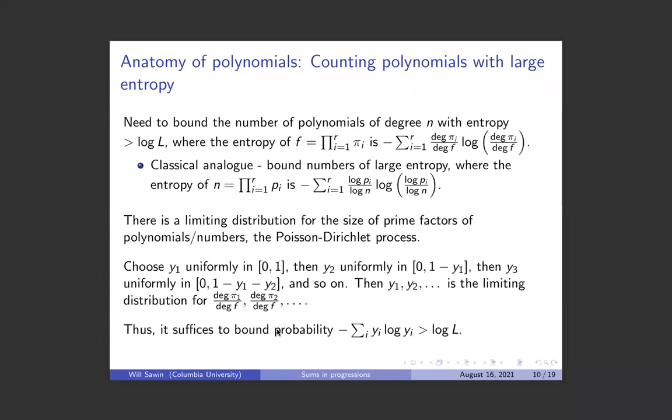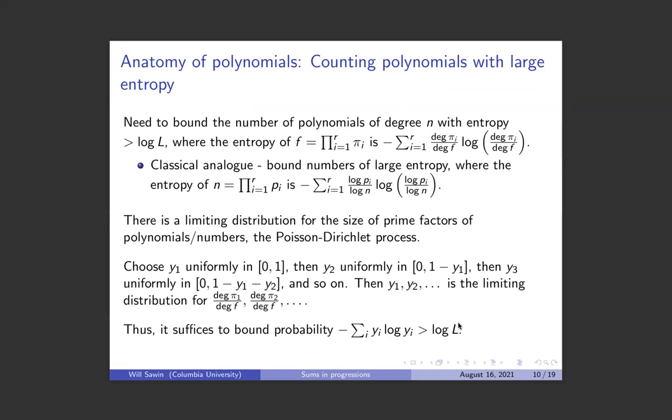And I mean that in two senses. One is that it's the limiting distribution for unordered sequences with a particular natural topology. And the other is it's a limiting distribution of ordered sequences if you order the degree pi i over degree f in the right way, which is a certain random order. So then we can check that to bound the probability that a number or a polynomial has high entropy, it suffices to bound the probability that this Poisson-Dirichlet variable has high entropy. That sum over i of yi log yi with a minus sign in front is greater than log L.